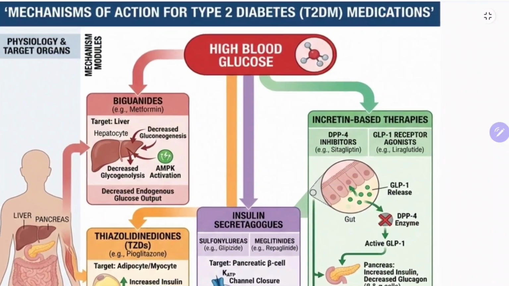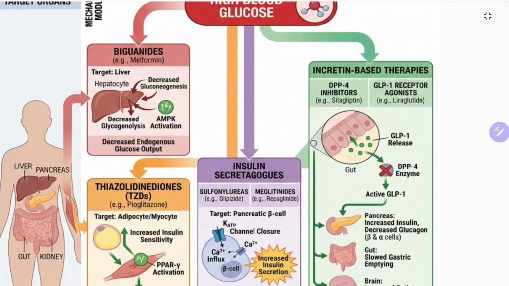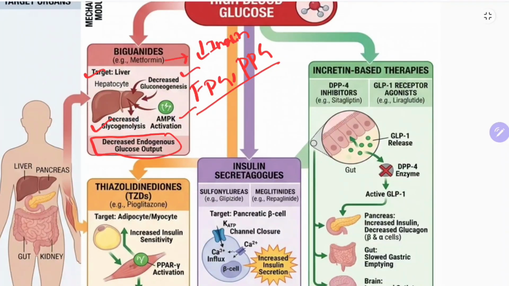Now we will see. Biguanides, mainly metformin, act on the liver. They decrease gluconeogenesis and glycogenolysis by AMP kinase activation. Hence they decrease endogenous glucose output. Metformin also decreases insulin resistance, meaning it increases insulin sensitivity. Thus they decrease blood sugar. Both fasting plasma glucose and postprandial glucose are reduced, but the main thing is they increase insulin sensitivity. That is very important.